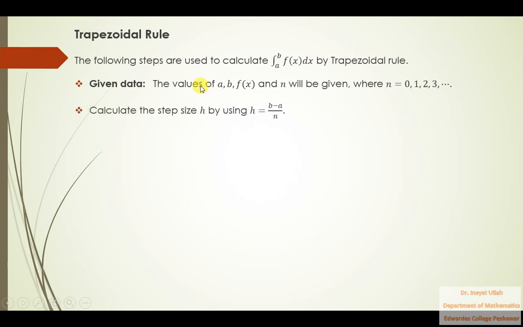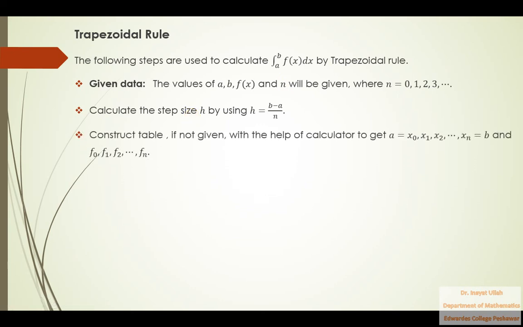The second step is we need to calculate the step size. The step size means the size of a subinterval. What is the size of a subinterval, that is from x0 to x1, or from x1 to x2, and so on. Step size is normally denoted by h in your book, and h is calculated by this formula: upper limit minus lower limit, divided by n. So calculate h by this formula.